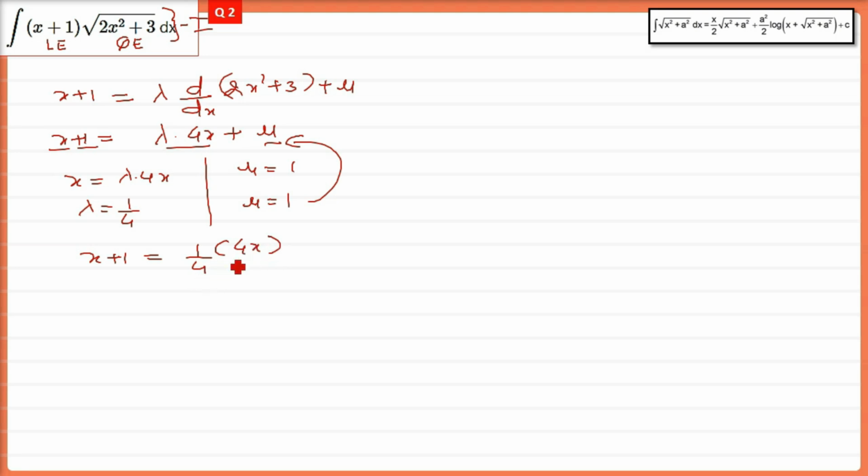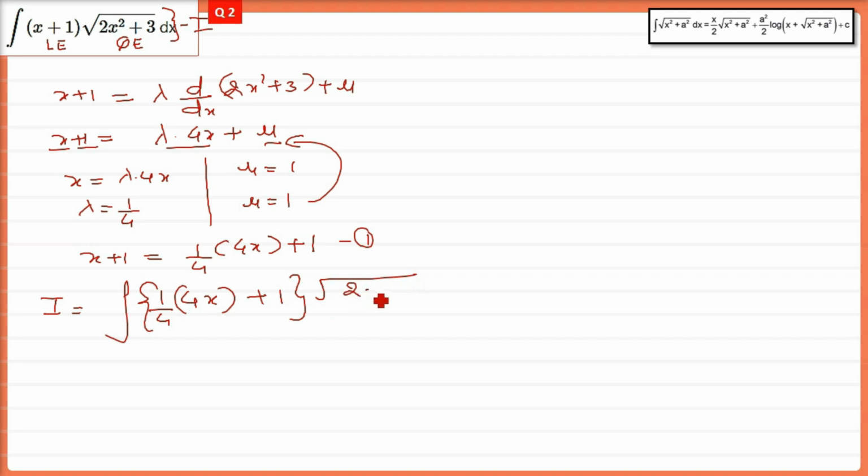Now you will be tempted to cancel this 4 out, but this will not be a good idea. You will understand in a bit. In place of mu, I am putting 1 now. Now the integration becomes like this. In place of x plus 1, after all this processing, we will place x plus 1 as 1 by 4 into 4x plus 1. This is your x plus 1. And then under root 2x squared plus 3 will remain like this.